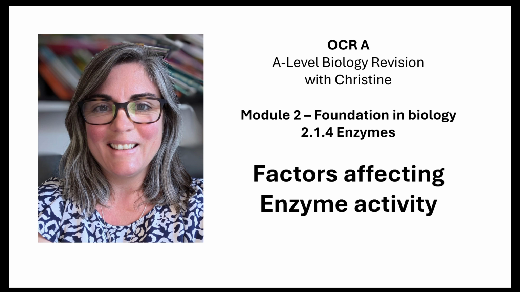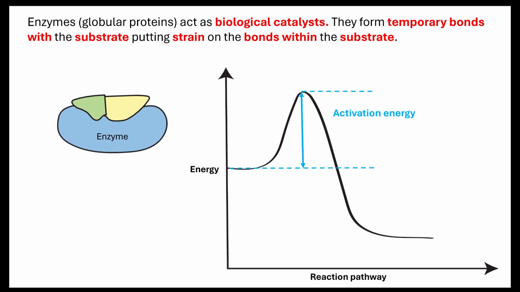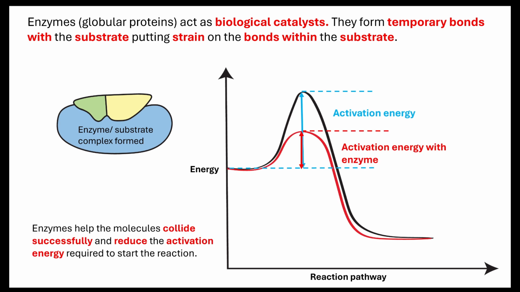So today's lesson I'm going to look at factors affecting enzyme activity. Let's take a step back and remind ourselves that enzymes are globular proteins. They act as a biological catalyst, and they do that because they form temporary bonds with the substrate when they collide, which puts a strain on the bonds within the substrate. And what that does is lower the activation energy.